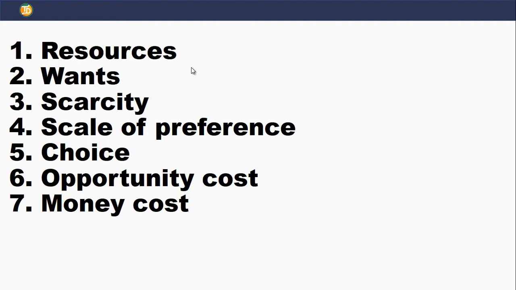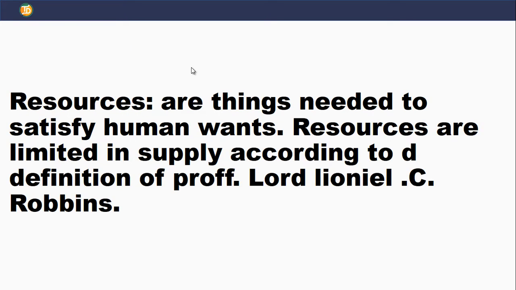The basic concepts of economics consist of resources, wants, scarcity, scale of preference, choice, opportunity cost, and money cost. Now let's look at them one after the other. Resources are things needed to satisfy human wants, and resources could be human resources or material resources. Please note that resources are limited in supply.